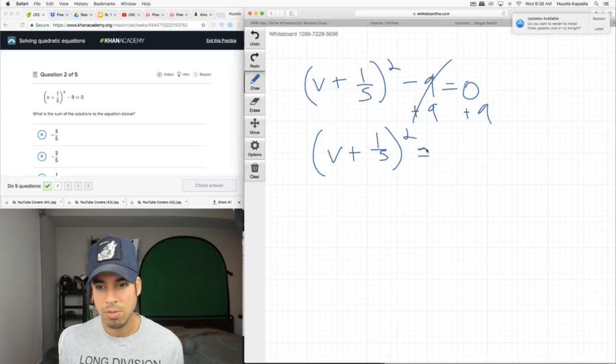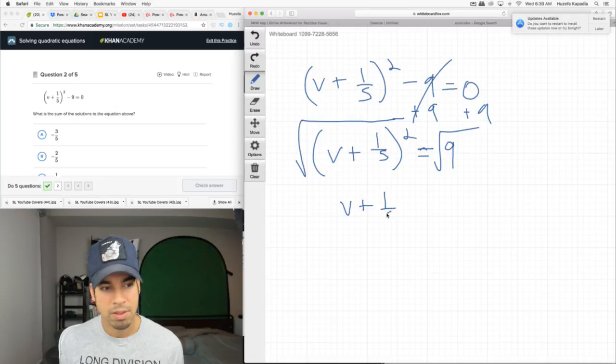This just occurred to me, and it's the fastest because I saw that I have something squared that I need to square root. And I saw if I move this over here, I'm going to get a nice perfect square. 9 is a perfect square by itself because now I can undo this square by taking the square root. They're inverse operations. So that cancels this side out. Then we've got v plus 1/5 equals, now you've got to be careful here because it's not just 3. It's plus or minus 3, because the square root of 9 is both 3 and negative 3.